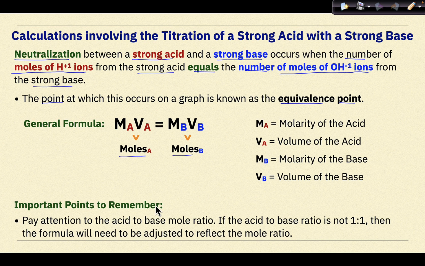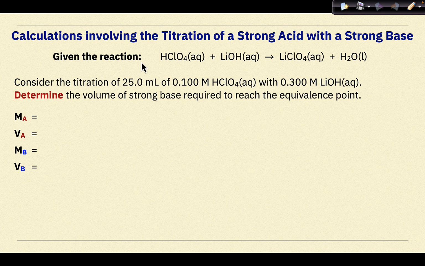Important points to remember. Pay attention to the acid to base mole ratio. If the acid to base ratio is not 1:1, then the formula will need to be adjusted to reflect the mole ratio. Given the reaction HClO4, which is a strong acid, plus LiOH, which is a strong base, produces LiClO4 and water. This equation is balanced.